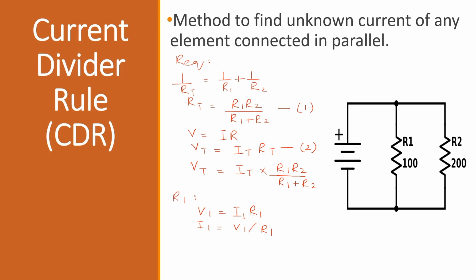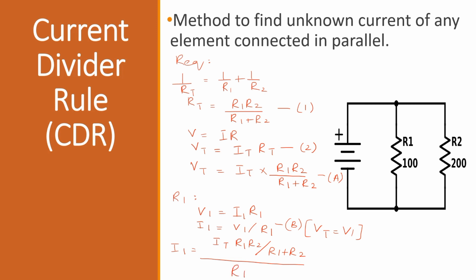Now, we know that in parallel circuit, voltage remains same. So, it means Vt is equals to V1. Now, we'll put the value of Vt from this equation A into this equation B. So, we'll get I1 is equals to It R1 R2 divided by R1 plus R2, and this is divided by R1.